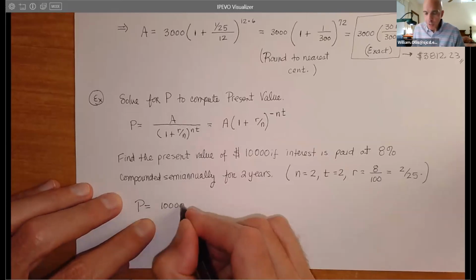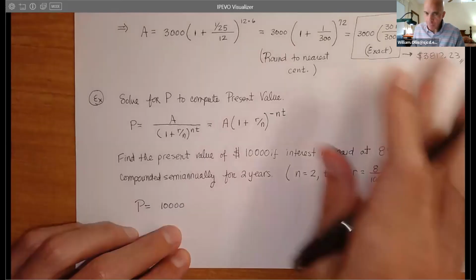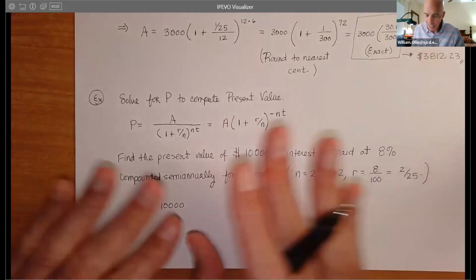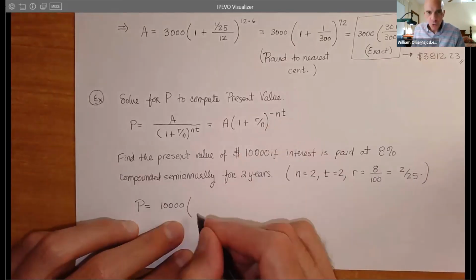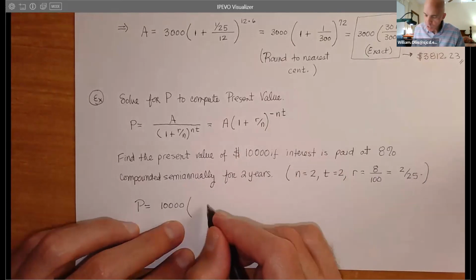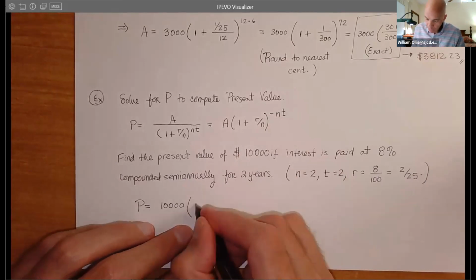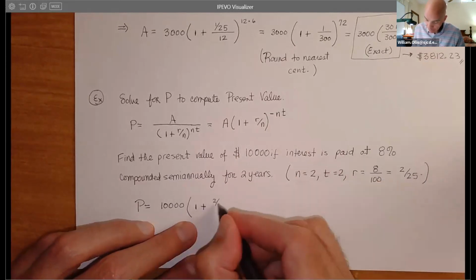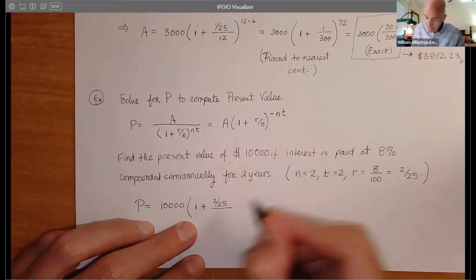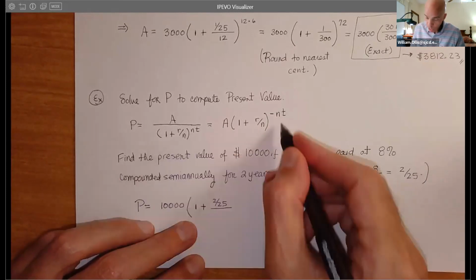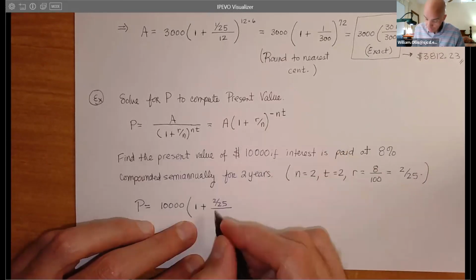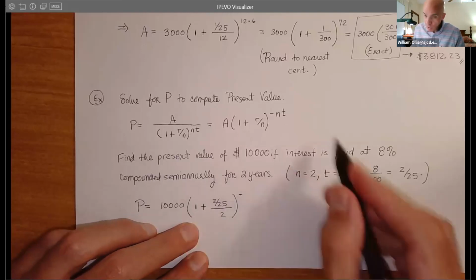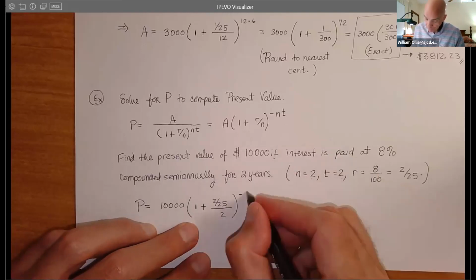Kind of fun to do these calculations, you know, now that you have a better insight about symbolic computation. Your work should be clean and neat. We strive for that as future STEM professionals. That should be your goal. So we have 1 plus. Now we have the R, which is 2 over 25. And we divide by N in this case, whichever one you like. We'll just use this one, which is also 2. And then we have negative NT, 2 times 2, which is 4.